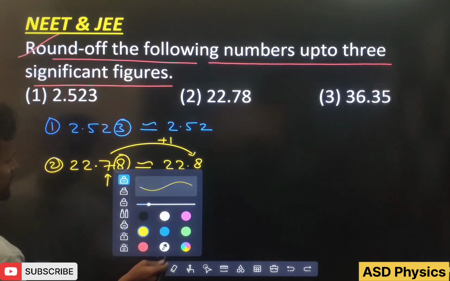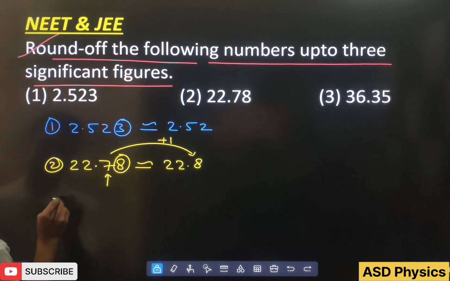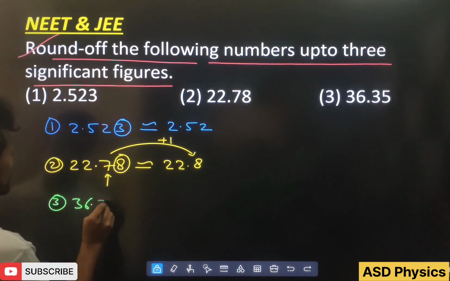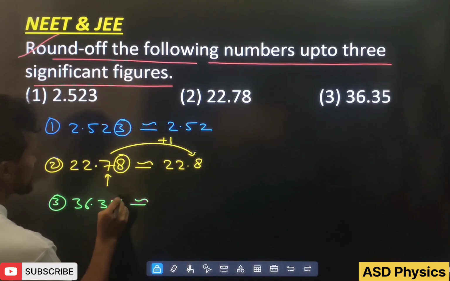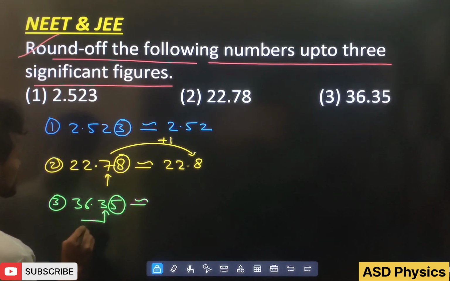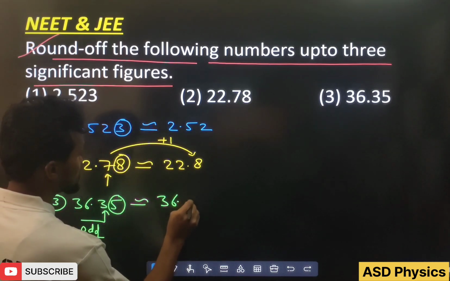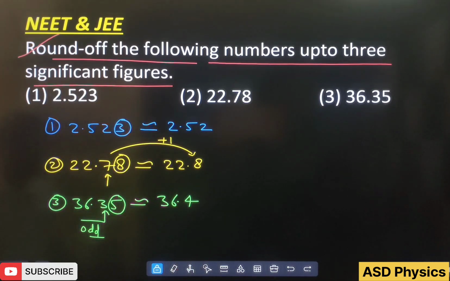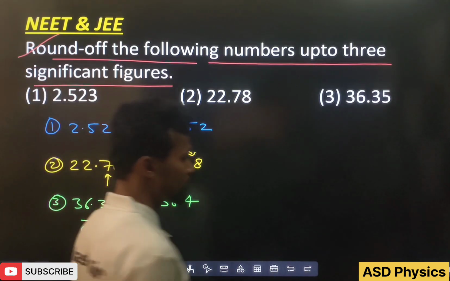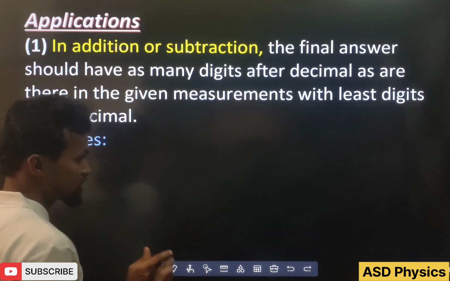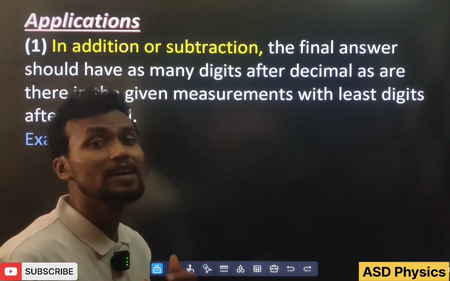Okay, great. Third one, kindly see here. What is given? 36.35. Here the uncertain digit is equal to 5. The preceding digit is odd. So this odd will become even. That means it will become 36.4. Kindly see very well how we have done this question, and we have used the 3 rules of rounding off. Okay, great. Now students, applications, because questions used to come in exams from the applications.